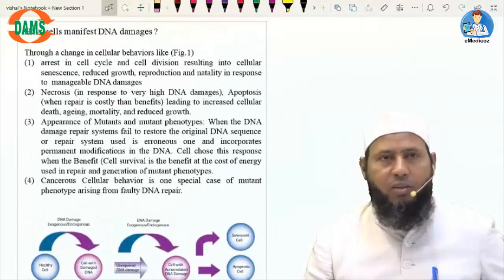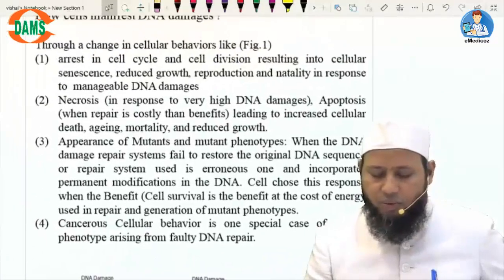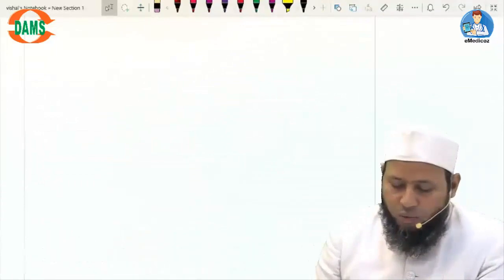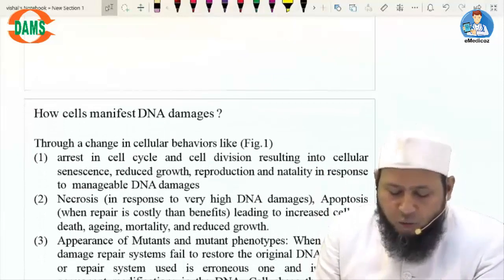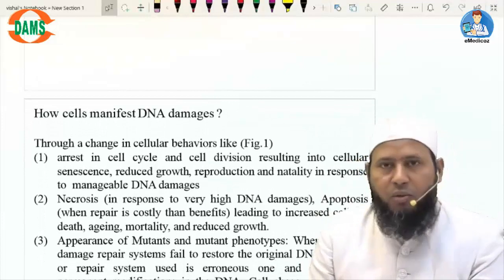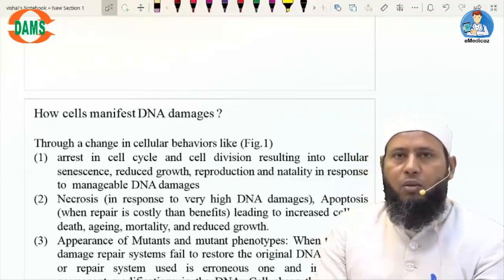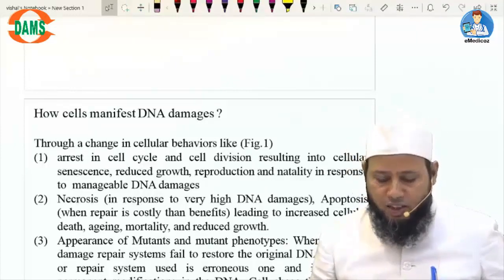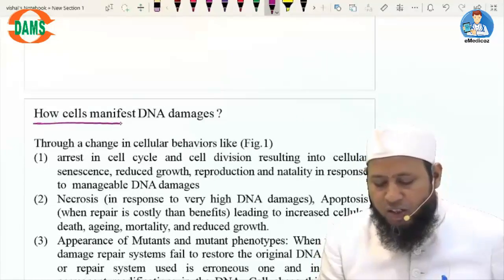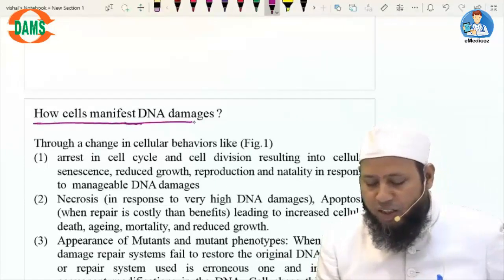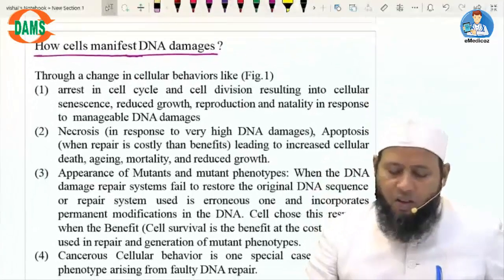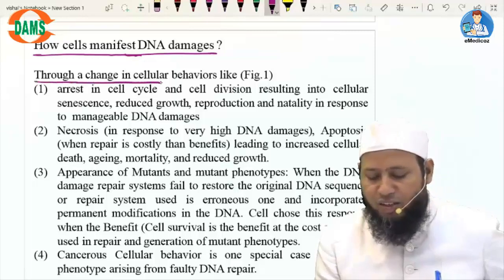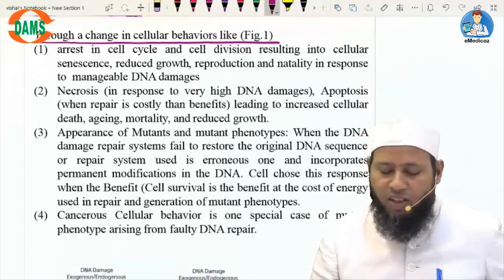As a recap, we have to visualize again what I discussed in the last class. When there is a DNA damage, how do we come to know that there is a DNA damage? We come to know by the change in the behavior of the cell. The cell itself shows us that there is a DNA damage. That's what we call the manifestation of the DNA damage by the cells. How do they manifest the DNA damage? Through a change in their cellular behavior, and those behaviors are like these.